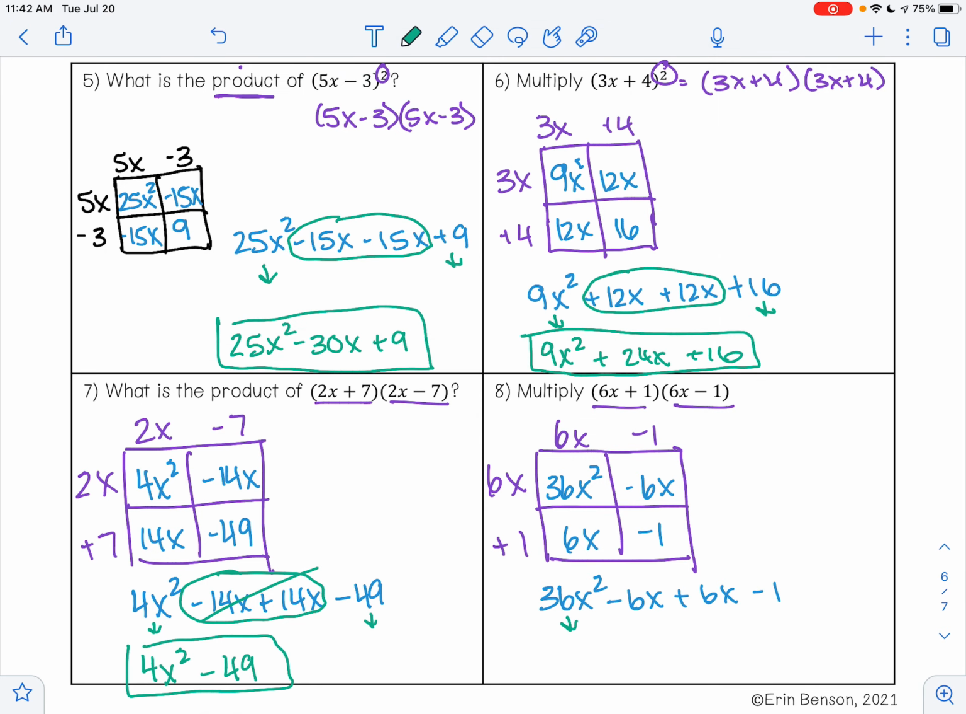I'm going to bring down my 36x squared. Negative 6x plus 6x is 0. So those two terms cancel out because they give us 0. And then negative 1 doesn't have a like term, so I'm going to bring that one down. So our answer is 36x squared minus 1.